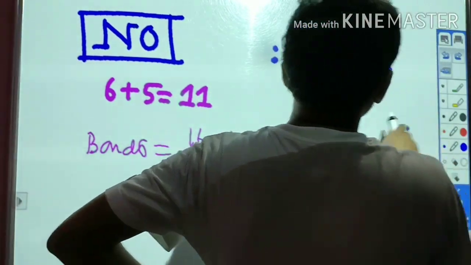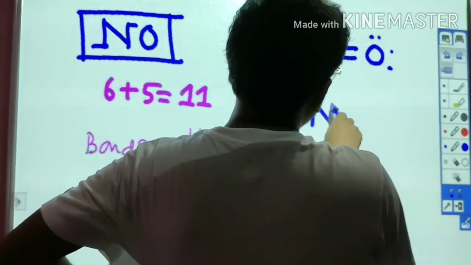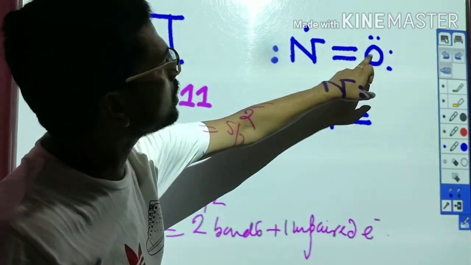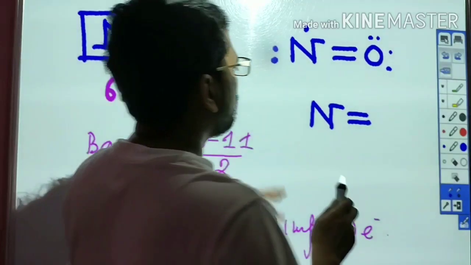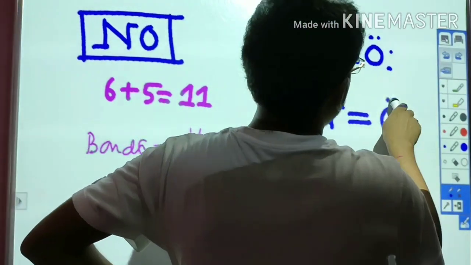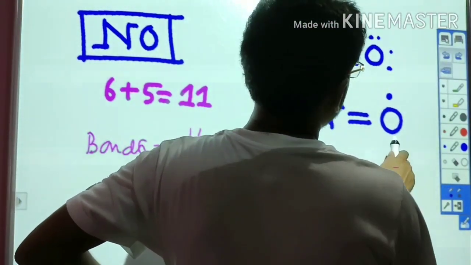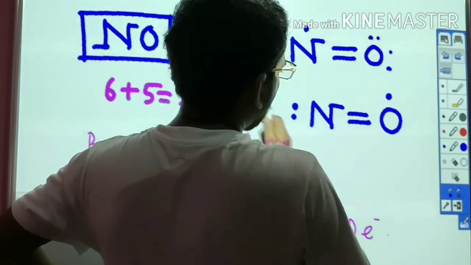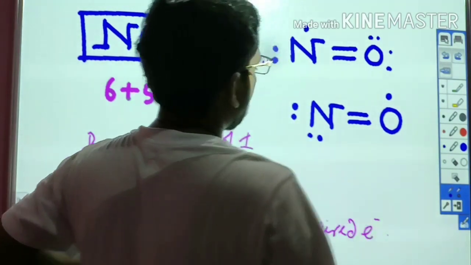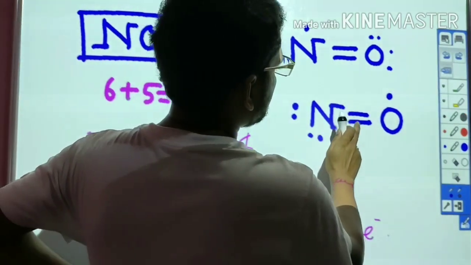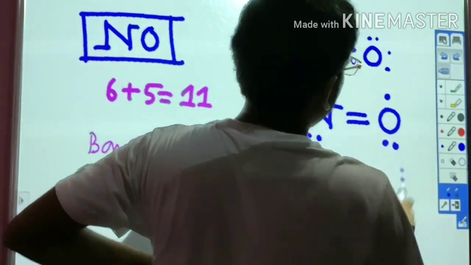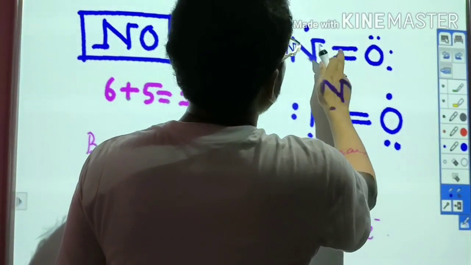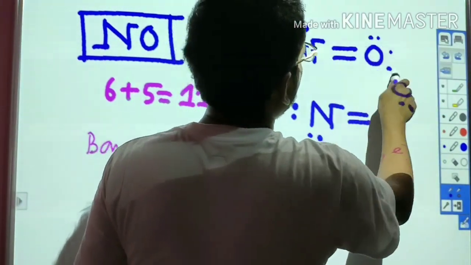There will be one more possibility. Why don't we put the unpaired electron on oxygen instead of nitrogen? Okay, here you just put the unpaired electron, and here you put 2, 4, 6, 8, 9, 11. Okay.